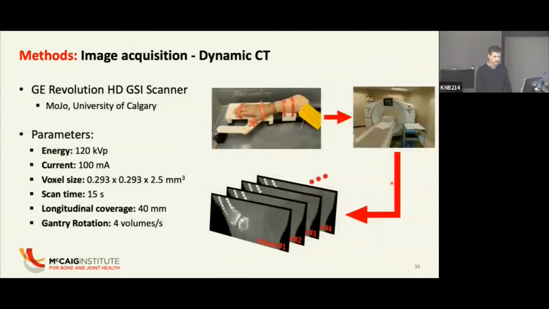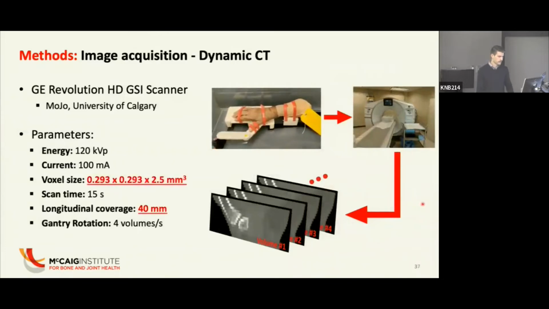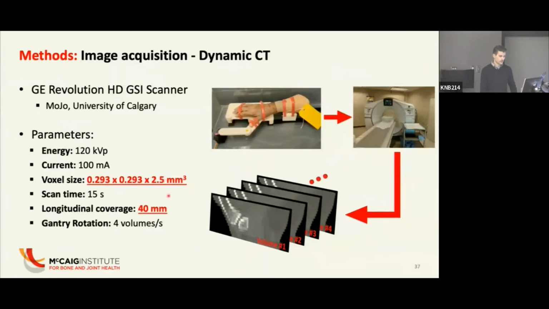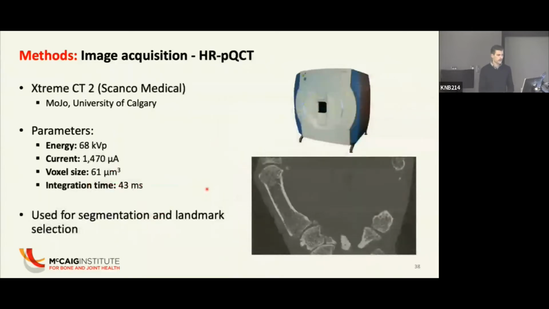And we scanned it using a clinical CT scanner at the Mojo, which has a dynamic or 4D CT protocol with the parameters listed there. Unfortunately, we're limited with a slice thickness of 2.5 millimeters, which can really impact our image resolution. There are newer scanners that have improved or smaller slice thicknesses available and longer longitudinal coverages. Here we were limited to 40 millimeters, so we weren't able to capture the full TMC joint. So we had to get a little bit creative with our scanning.